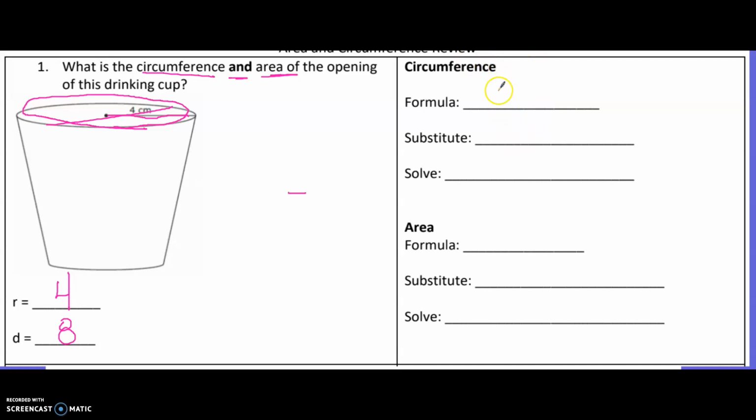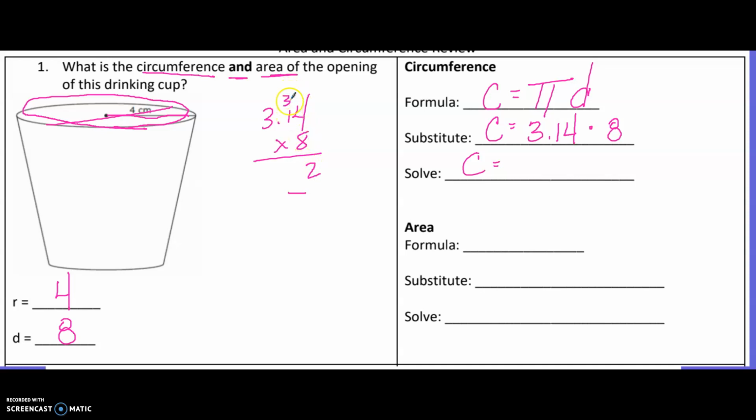Formula for circumference, C equals pi times diameter. So to substitute, we put in what numbers we're going to use, 3.14 times diameter of 8, and we get 8 times 3 is 24. Yeah, 8 times 3 is 24, plus 1 is 25. 1, 2, 1, 2. So circumference is 25.12 centimeters.